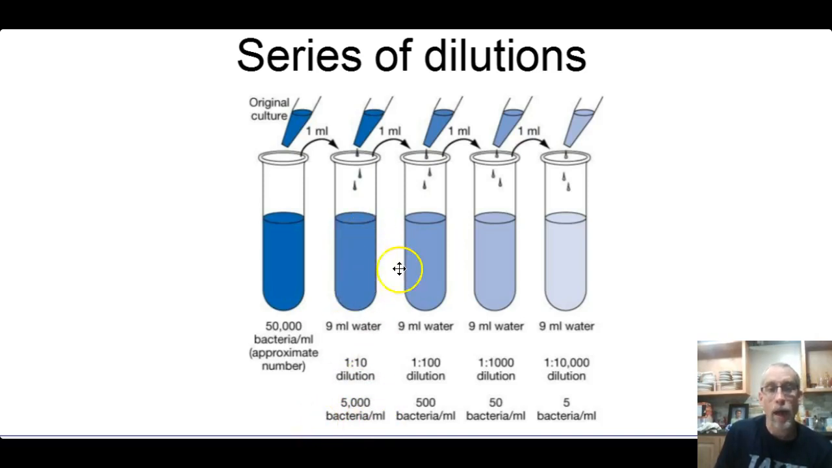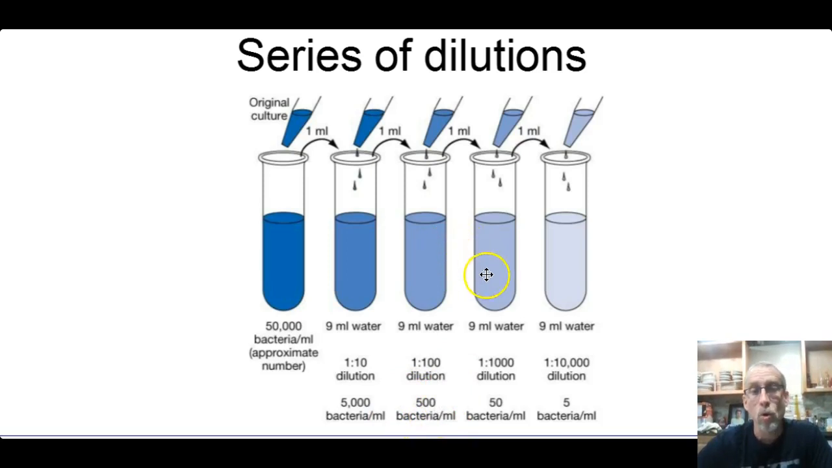Now we could take that dilution, that 1 to 10 dilution, and then take 1 milliliter of it into an empty test tube, add 9 milliliters of water, and now we're 10 times more dilute than the one before, which makes it a 1 to 100 dilution of the original. Okay, so we've done two 10 times dilutions that makes a 1 to 100 dilution. So instead of 50,000, now we only have 500 bacteria in each milliliter.